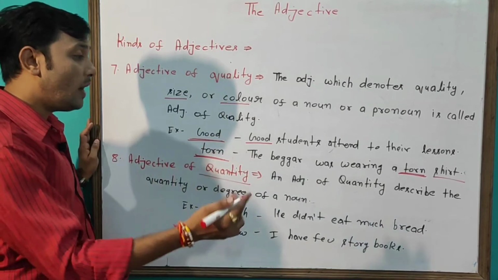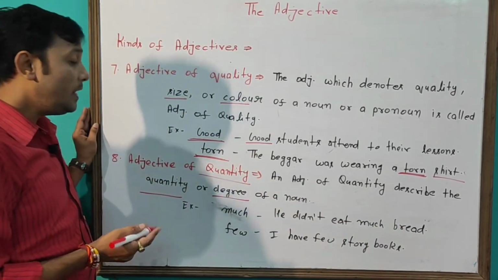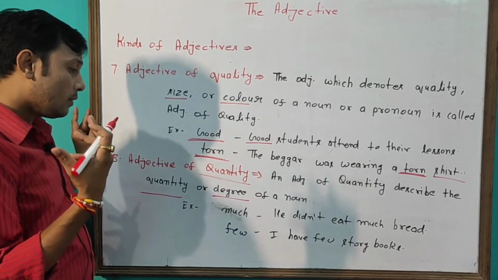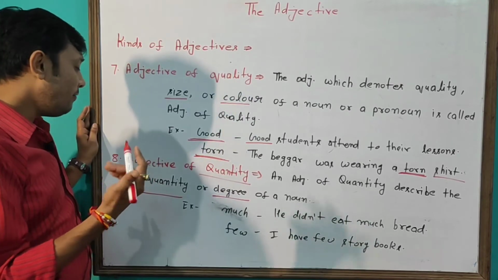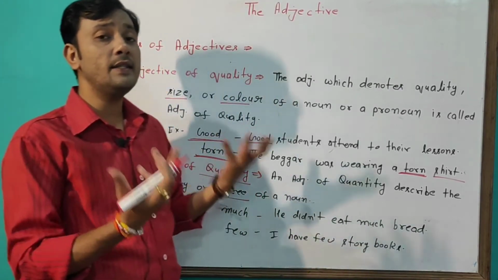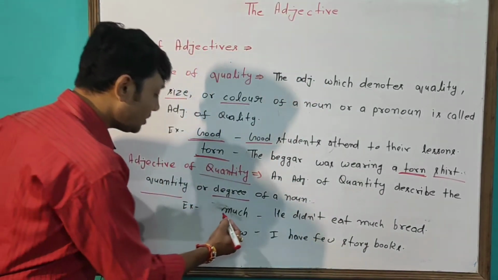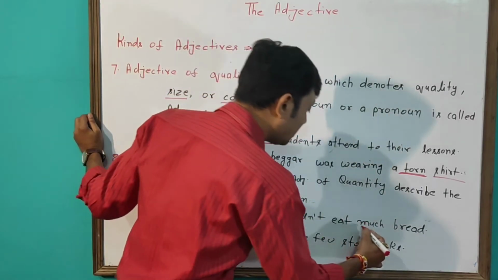An adjective of quantity describes the quantity or degree of a noun. That means nouns which cannot be counted. That time we use an adjective of quantity, meaning how much, in how much quantity they are. For example, much: He didn't eat much food.